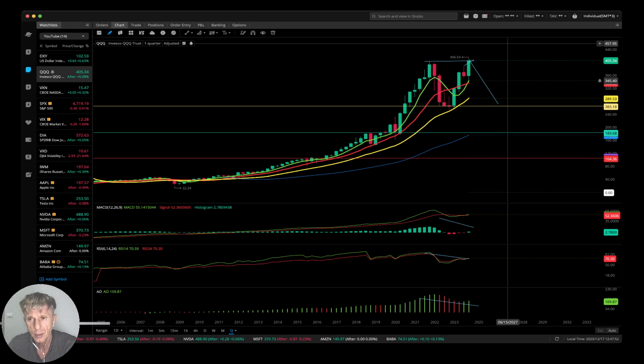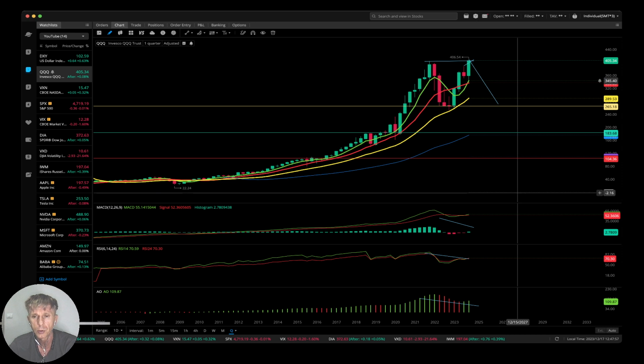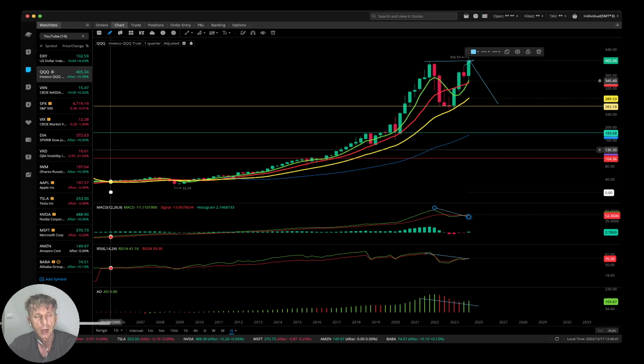From 400, it's easy 50% correction will happen. And it will not be dramatic. It will not be the end of the world. It will be still very powerful and bullish. You see, it has bearish divergences on all time frames.